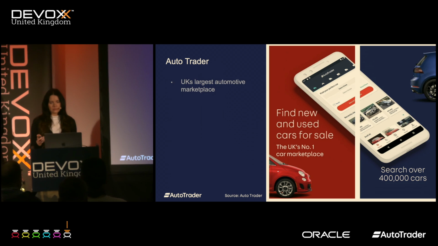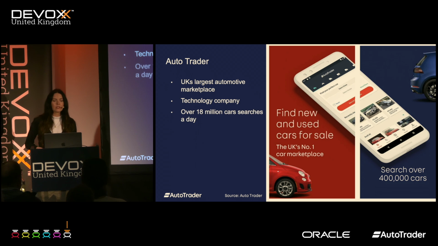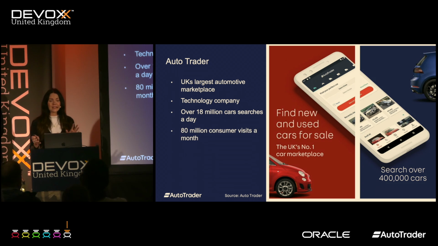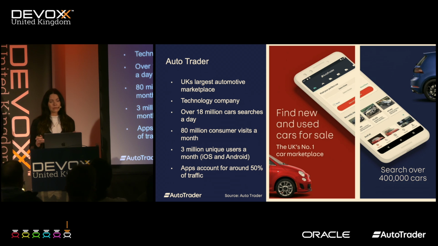So, like I mentioned, we're a technology and data company. We're the UK's largest automotive marketplace, and we're one of 2 tech companies in the FTSE 100. Our data is so strong that it actually informs the ONS and government for its financial projections. We serve over 18 million car searches a day. We've got about 80 million consumer visits a month, and on our apps, we have 3 million unique users a month. The apps account for around 50% of traffic.